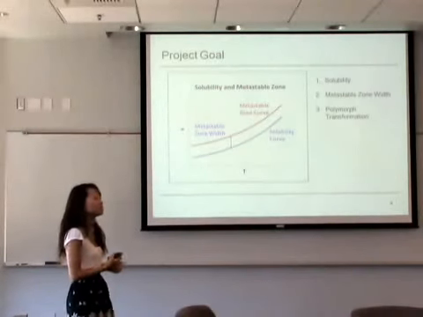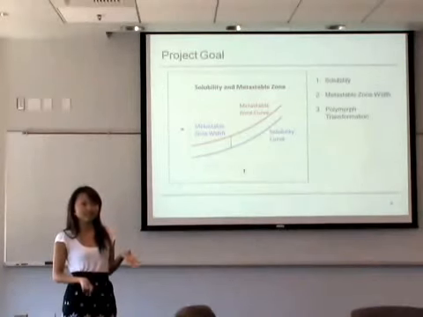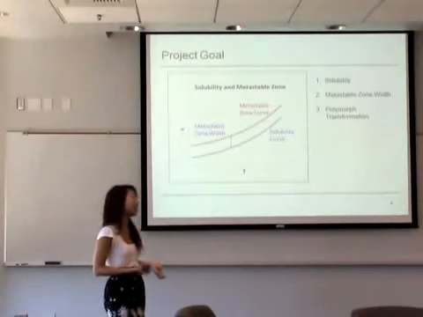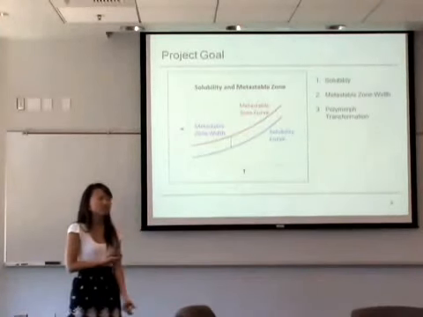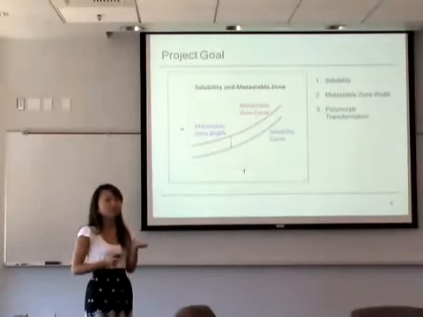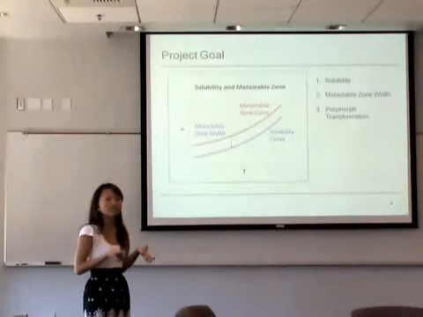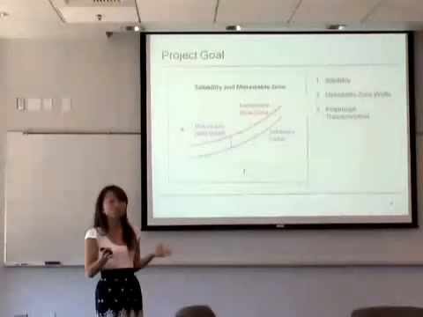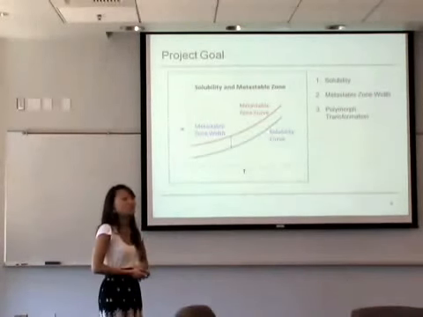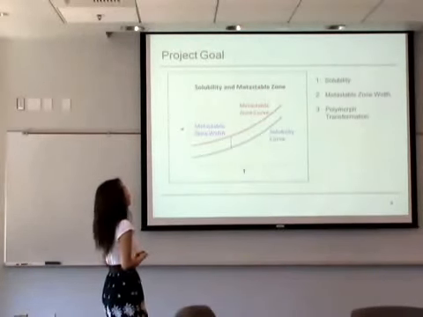The first thing that I looked at was solubility, which is, for a specific concentration, what saturation temperature I would have, at which I can actually form crystals. Afterwards I looked at the metastable zone width, which is from the saturation temperature where you form crystals to when the crystals will spontaneously nucleate, which means that you don't need any seed crystals. They would just form by themselves. And then I looked at polymorph transformation, which is how it transforms from form 1 to form 2, or whatever forms that they would have.